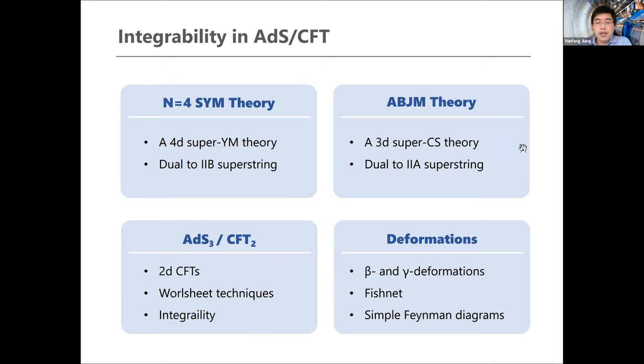Apart from these cases, there is also a very important family, which are deformations of these theories. This includes the well-known beta and gamma deformations, and also the fishnet theory. Recently there has been a lot of effort on fishnet theory because it is very simple, and for computing many quantities we can resum Feynman diagrams. This gives us a lot of exact results in fishnet theory.